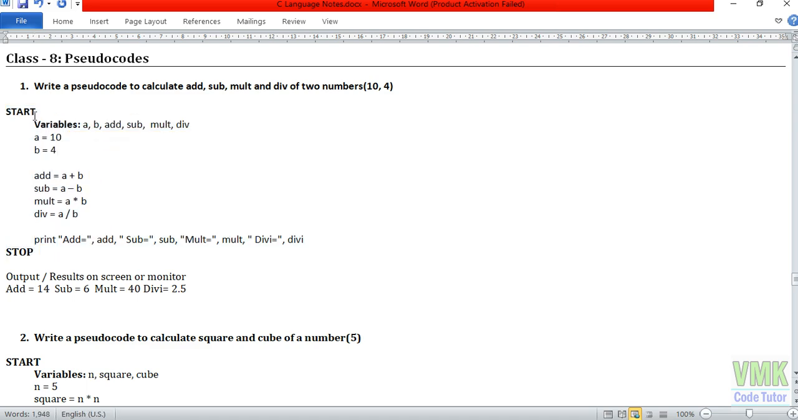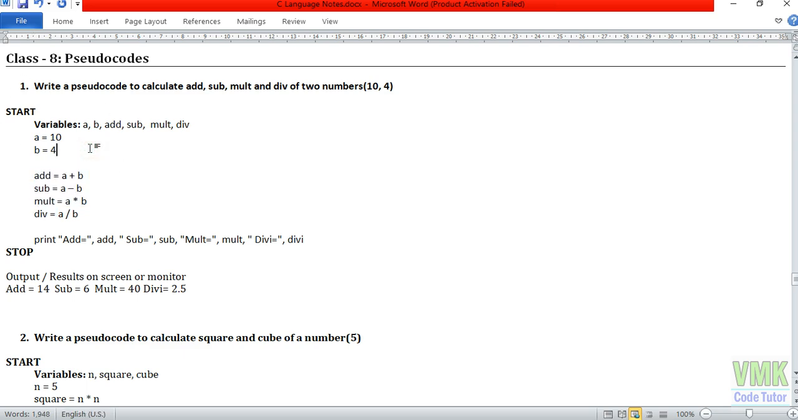So let me tell you please. First of all variables we have created, then store the values. The given values you have to store into the variables. Then you calculate addition, subtraction, multiplication, division, like this. Whatever calculations are required in the problem, those calculations you have to perform. Then finally you have to print the results of all calculated variables. This is how you write the pseudocode.